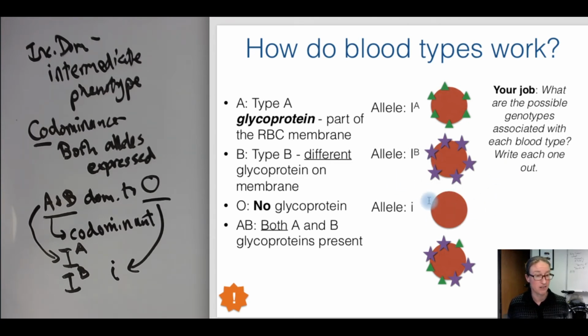No glycoproteins present. And then lastly, if you are type AB, then you will have both the A and B glycoproteins present on your red blood cells. And I've noted on this slide that at this point it's now your job to list out the possible genotypes associated with each blood type. And as a hint, for a couple of these blood types, there is more than one genotype that will wind up producing that blood type. So I suggest writing out a list.